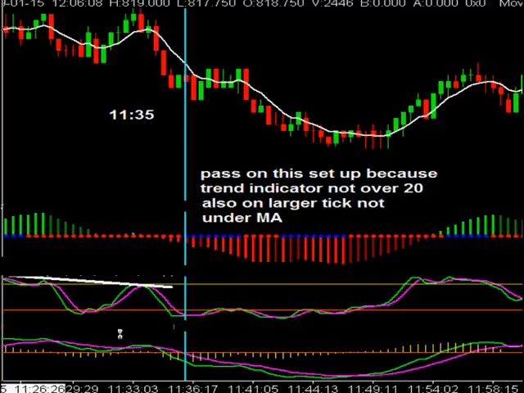The next trade that set up that was nice was at 11:35, and I passed on this trade because our trend indicator was not over 20, and also on our longer tick chart the price was not below both moving averages. So as you know, that really is not our setup. We require the price to be below both those moving averages. So even though it looks good on this chart, we have our scalp trade setting up here. We've got our blue dot, so that's great. We have divergence on our indicator, which is great, but we do not have all of our requirements met, so you pass.